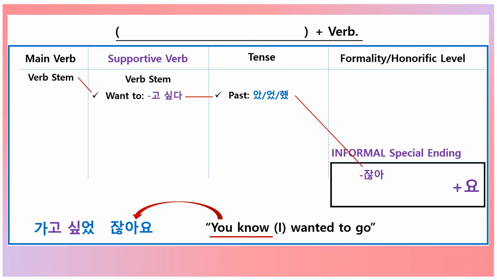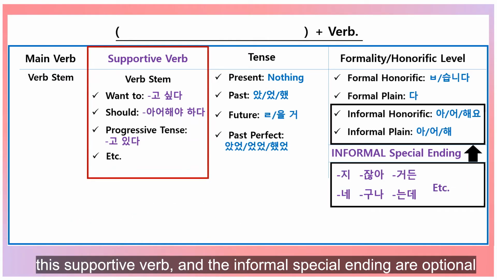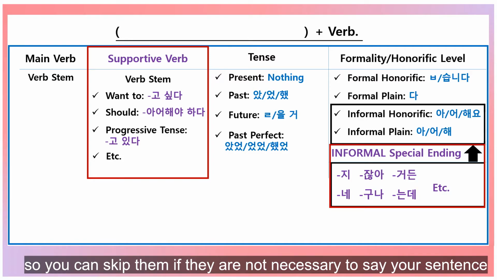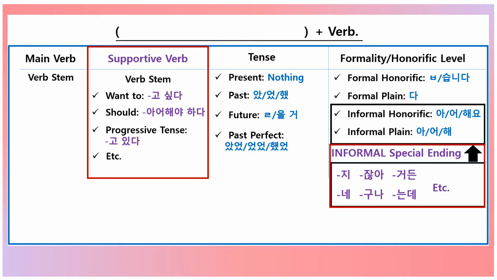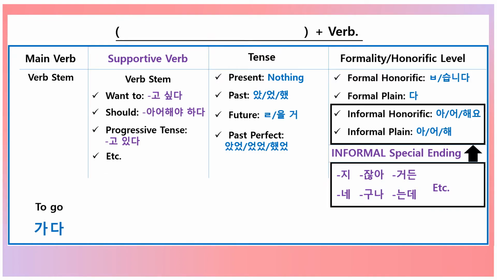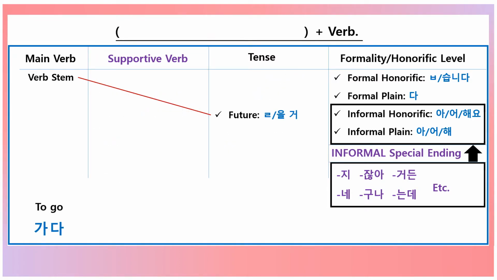And like I said, this supportive verb and the informal special ending are optional, so you can skip them if they are not necessary to say your sentence. For example, after the main verb, 가다, to go, you can skip the supportive verb and choose the future tense, 리을 거. And then finally select the informal honorific ending.